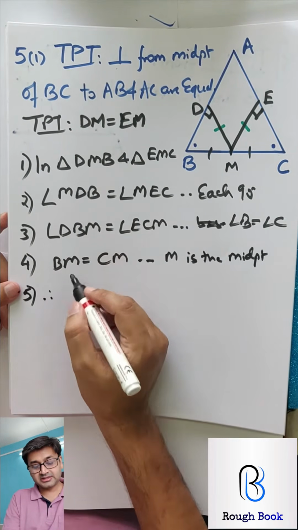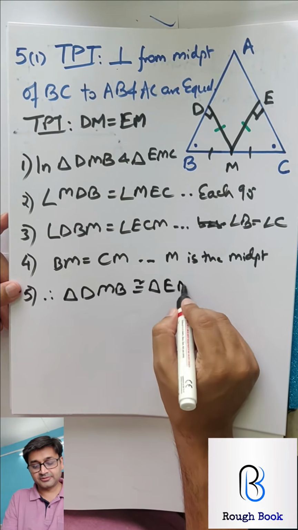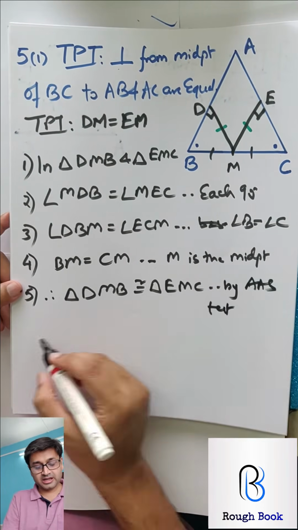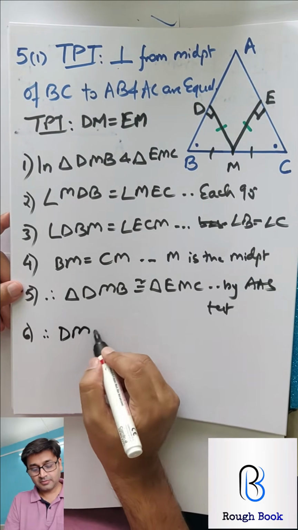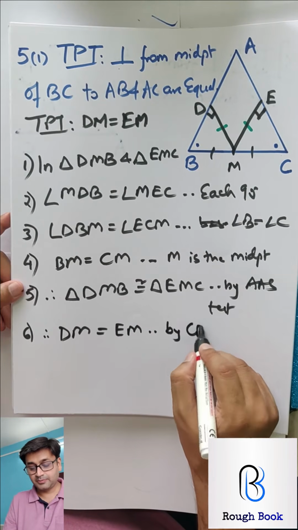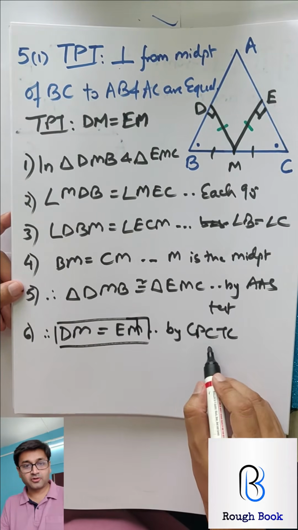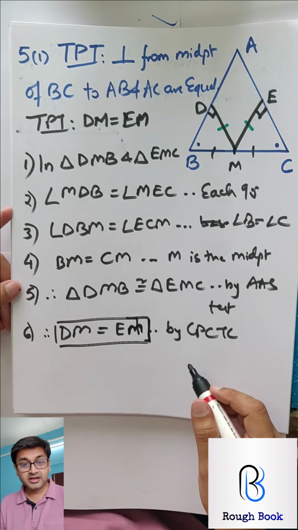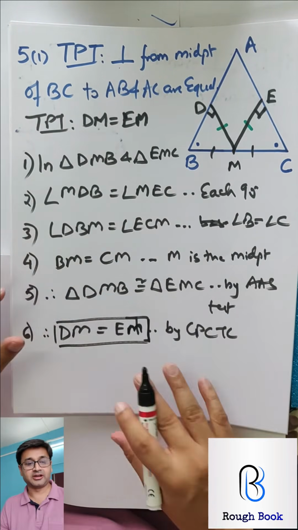Once we got the three parts, I can say triangle DMB congruent to triangle EMC by what test? SSS test. Once the two triangles are congruent, what can I say now? Therefore DM is equal to EM by what test? By CPCTC. What is CPCTC? Corresponding parts of congruent triangles are congruent, so DM becomes equal to EM. Did you get it? Is it interesting? You will enjoy. The more you get used to this chapter, this is going to be fun now, okay.